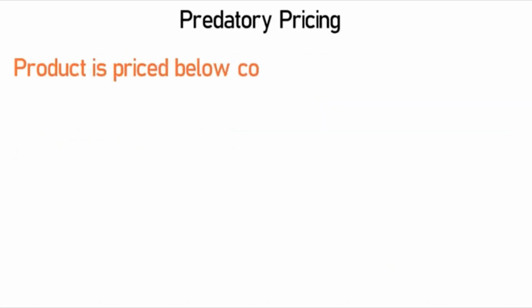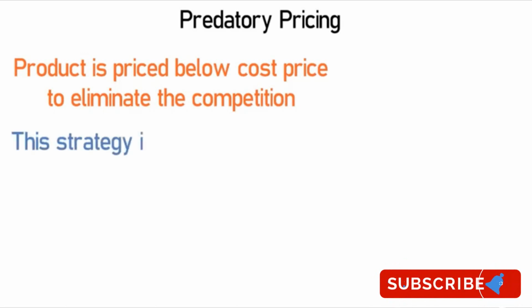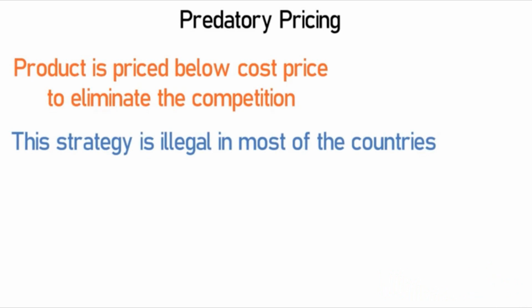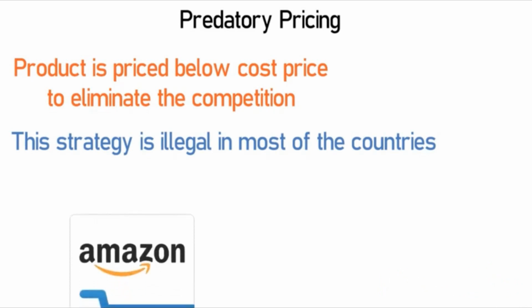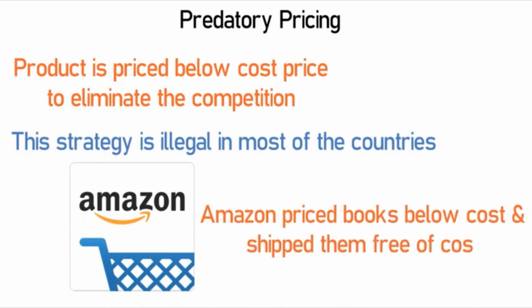So the eighth type of pricing strategy is called as predatory pricing. It is the pricing strategy wherein the product is priced below the cost price. This is not profitable and it is an attempt to eliminate the competition and get the most of the market share. This type of pricing is illegal in most of the countries. For example, Amazon in the year 2013 adopted the predatory pricing and offered books at a price less than the cost price, and they also even shipped it for free to compete with the traditional brick and mortar competitors.